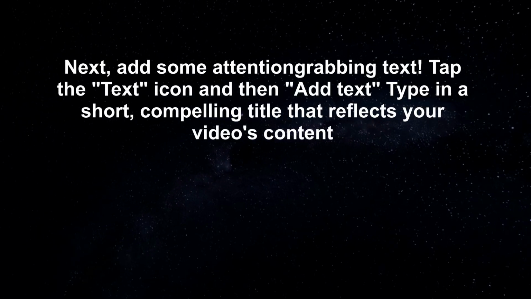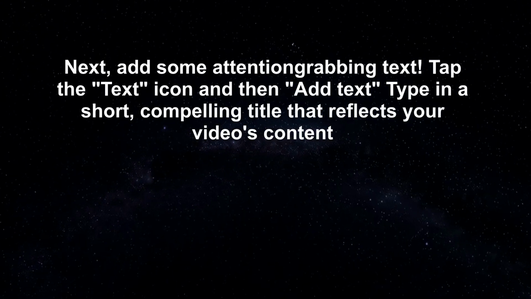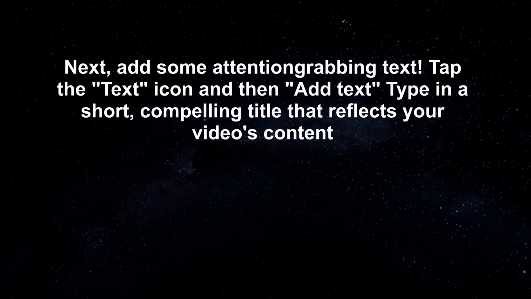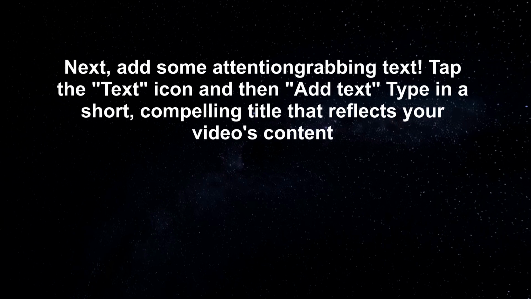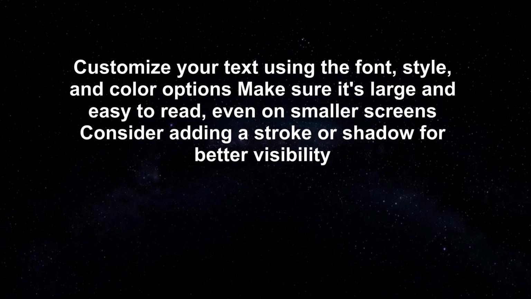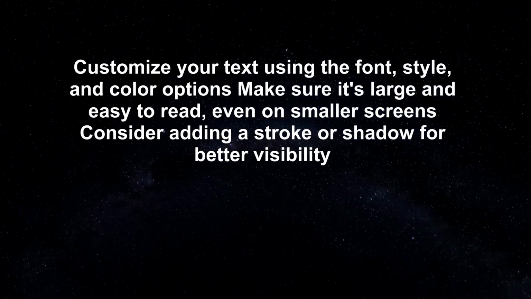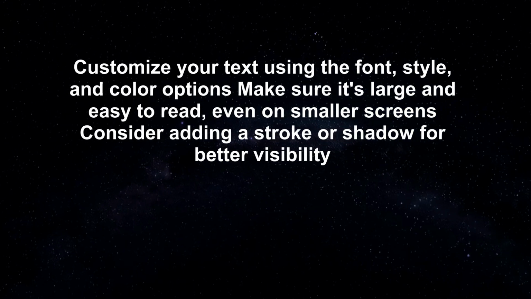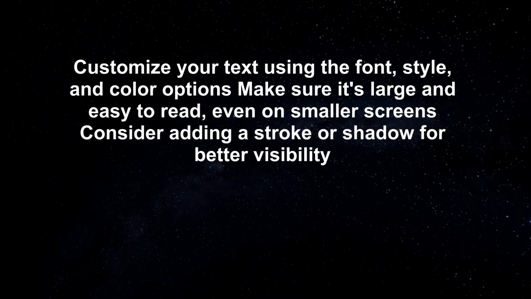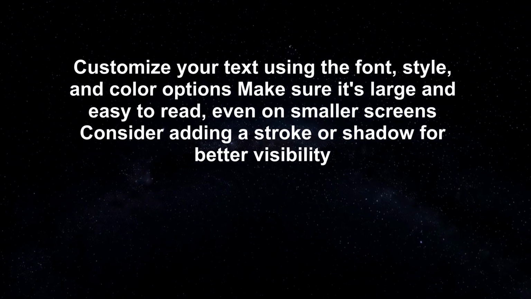Next, add some attention-grabbing text. Tap the text icon and then Add Text. Type in a short, compelling title that reflects your video's content. Customize your text using the font, style, and color options. Make sure it's large and easy to read, even on smaller screens. Consider adding a stroke or shadow for better visibility.